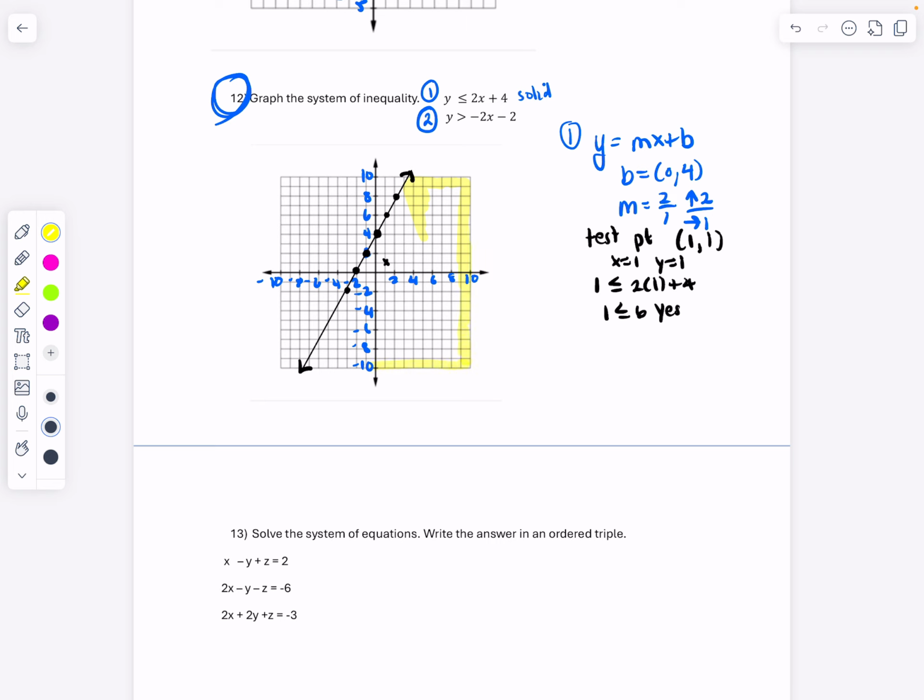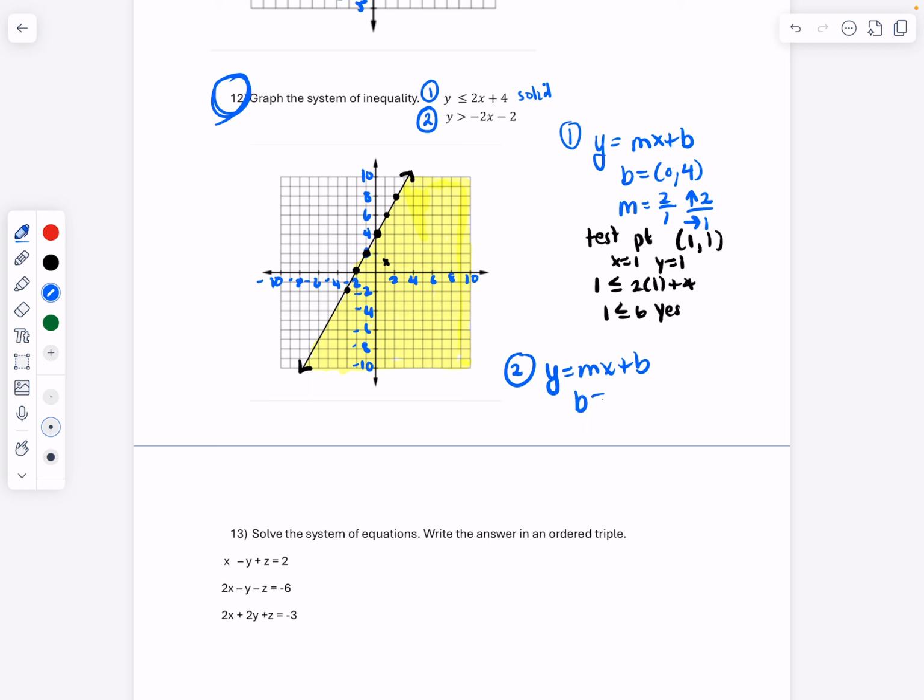to show that. And because we have 2 lines, we're going to do the same process with the second line, but we're basically looking for where the 2 shaded areas overlap, and that will be my answer. So let's go ahead and do line number 2. Line number 2, again, is in y equals mx plus b form, thank goodness.